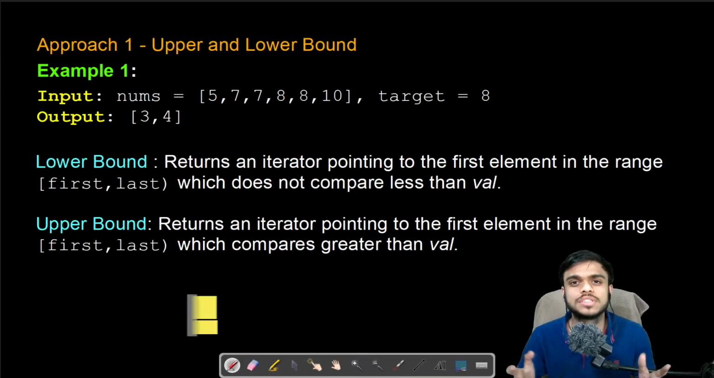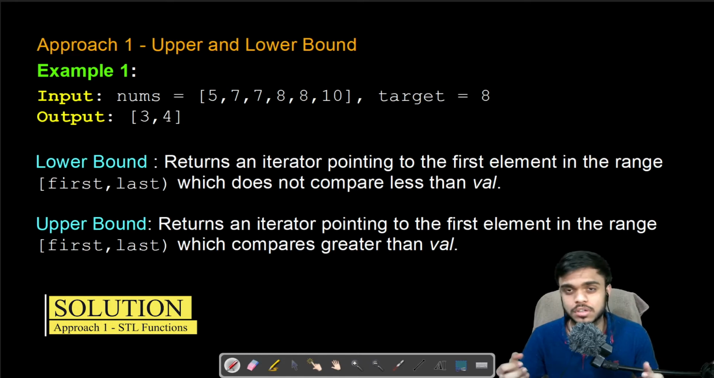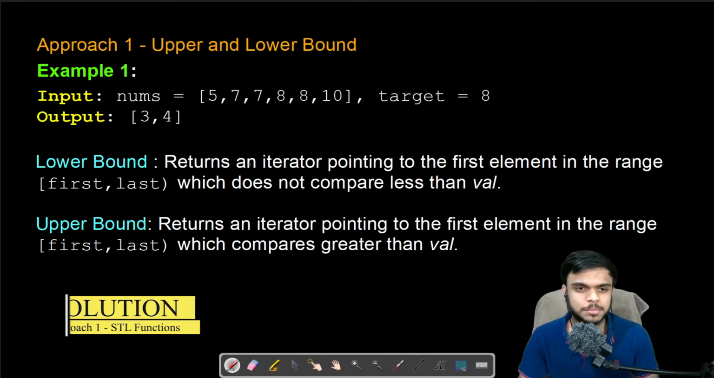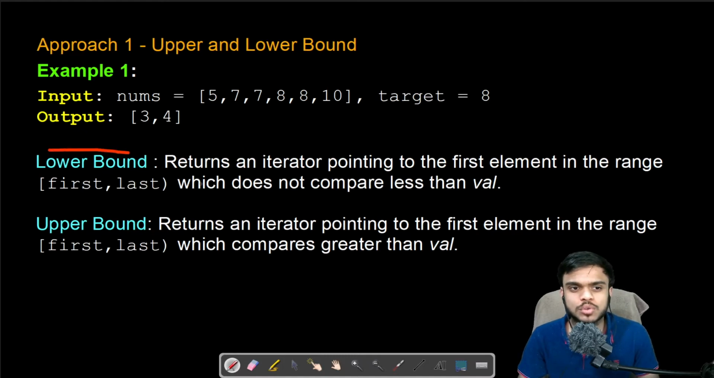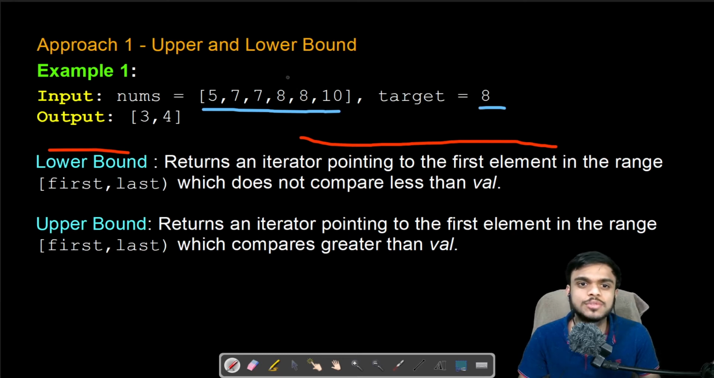The first approach that we'll look at is with the help of STL functions, lower bound and upper bound. What lower bound says is that if you call this function for a particular vector, it returns an iterator pointing to the first element in the given range. So if you give this vector to lower bound with this target, it would return an iterator pointing to this 8.